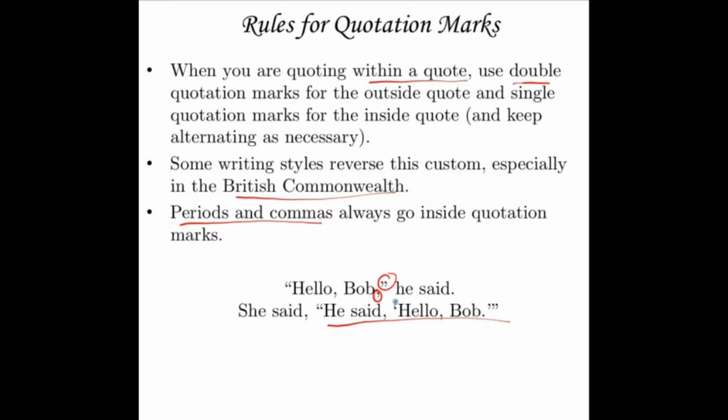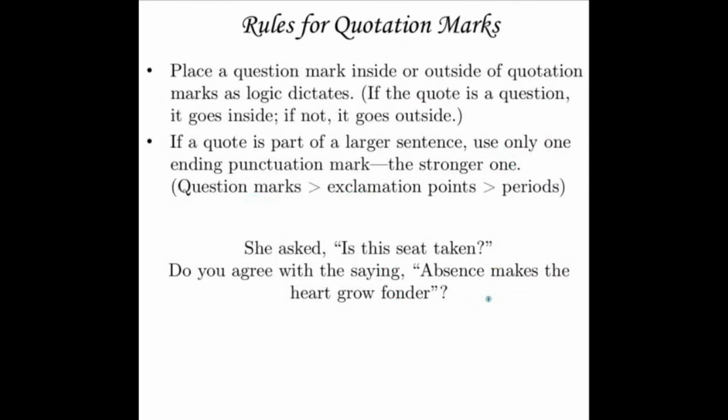Confused yet? So you see we have the single quotation mark starting hello, Bob, and we have another single quotation mark ending hello, Bob, before we get the double quotation mark indicating the end of he said hello, Bob. Yes, that does mean that you have 3 quotation marks in a row. No, I don't think you get a prize for having a triple. All right, next set of rules.